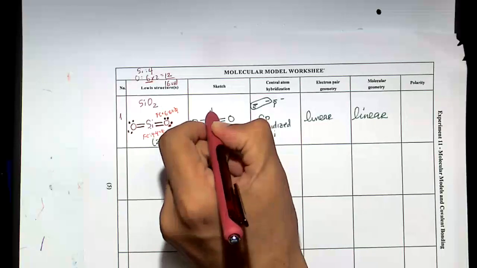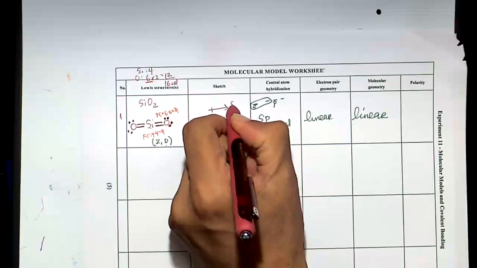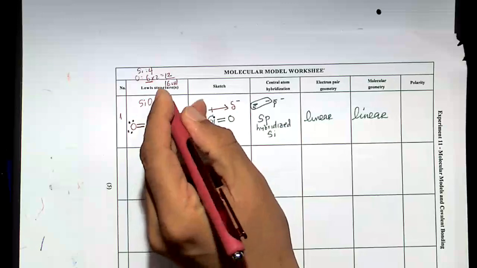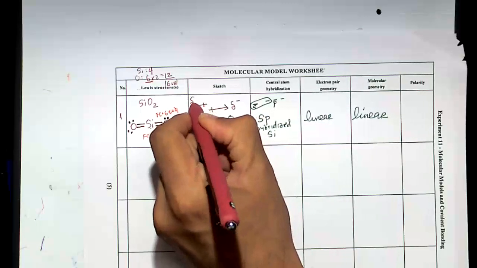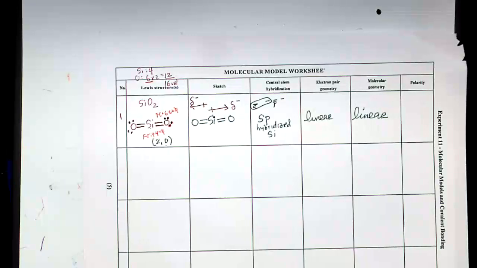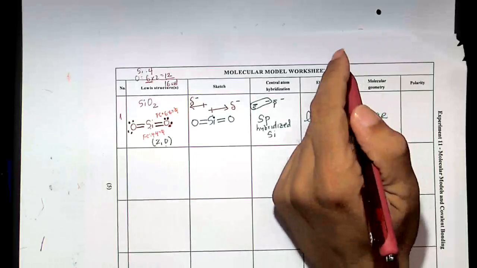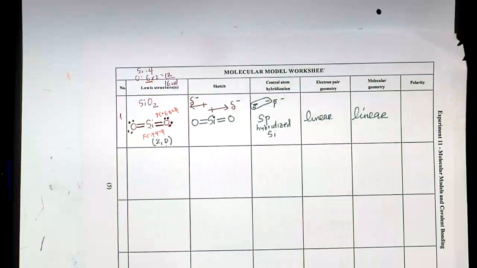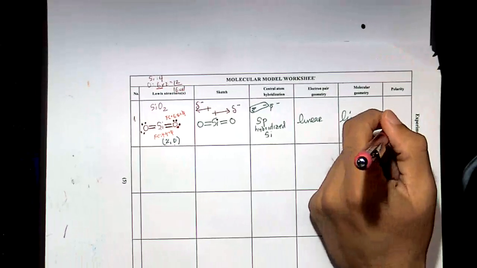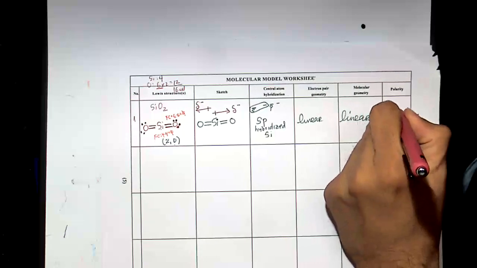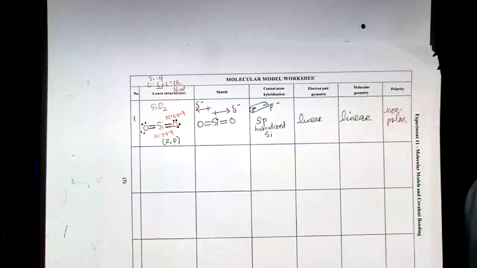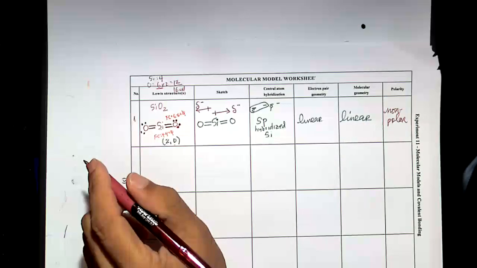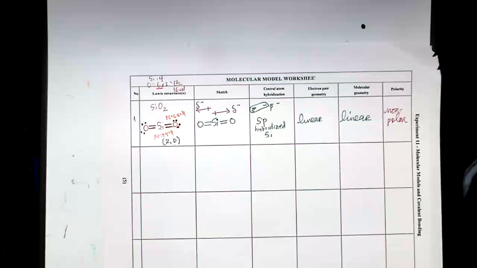Is this polar or non-polar? This oxygen is electronegative, so it's going to pull this way. The oxygen on the other end will do the exact same thing and pull that way. The arrows will cancel each other out. When the arrows cancel each other out, what will this be, polar or non-polar? Non-polar. So that is our first one, SiO2.